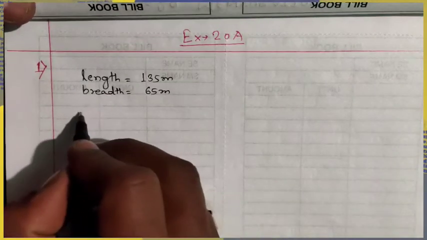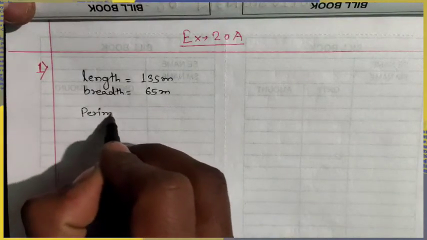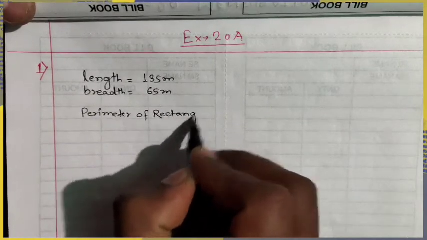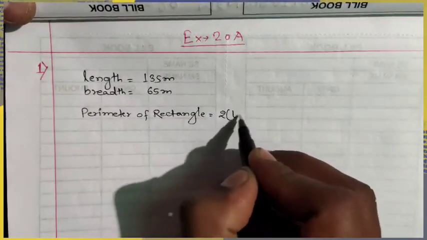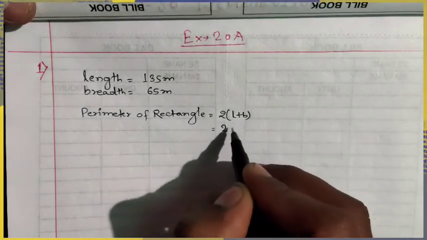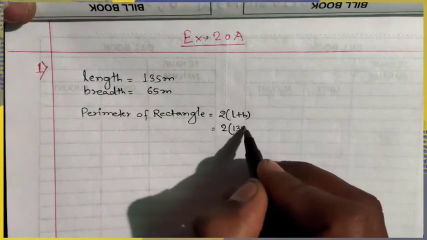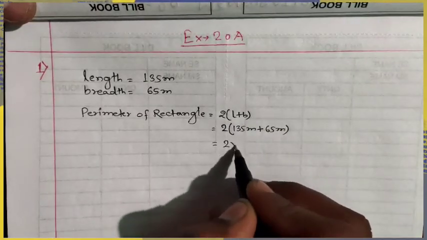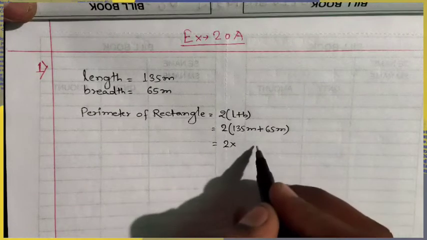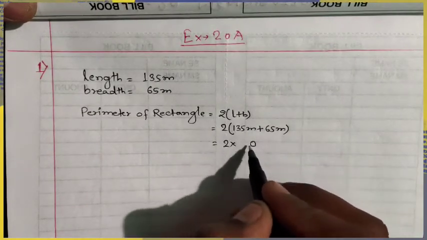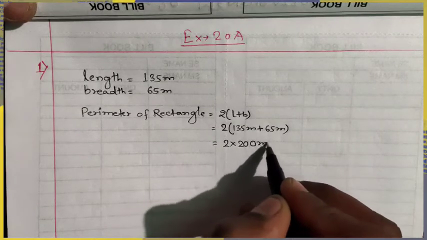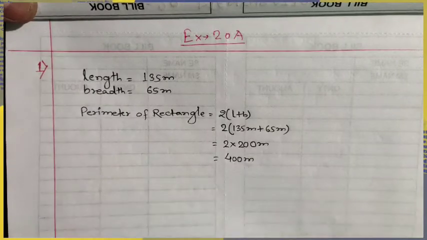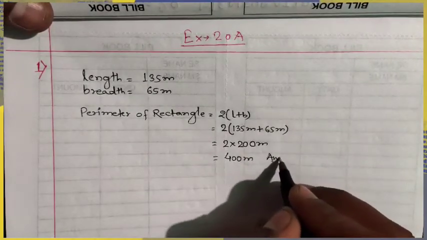First we will calculate the perimeter. The formula for perimeter of rectangle is equal to 2 into (length plus breadth). 2 into (the value of length is 135 meter, value of breadth is 65 meter). We will add these two values: 5 plus 5 is 10, carry 1, 6 plus 1 is 7, plus 3 is 10, carry 1, 1 plus 1 is 2, so 200 meter. Now we will multiply 200 into 2, it's 400 meter. This is the perimeter. This will be the first answer.